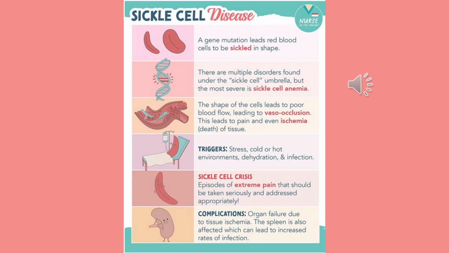During a sickle cell crisis, patients can experience extreme pain, which requires immediate and appropriate intervention. It's important for us as nurses to recognize and address these episodes quickly so that we can prevent further complications. Finally, long-term complications of sickle cell disease include organ damage due to repeated ischemic episodes. The spleen is particularly vulnerable, which makes patients more susceptible to infections, which is a leading cause of morbidity in these individuals.